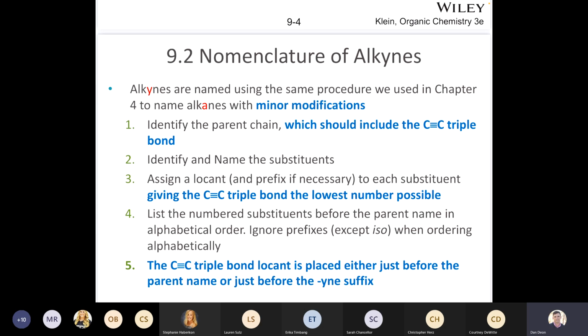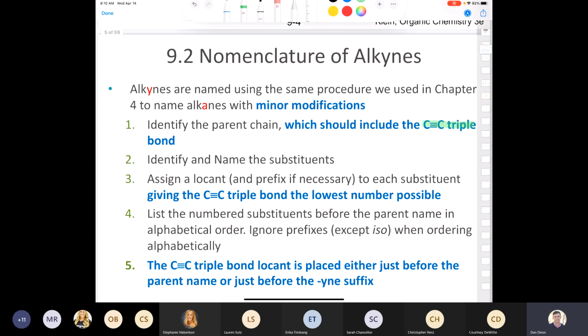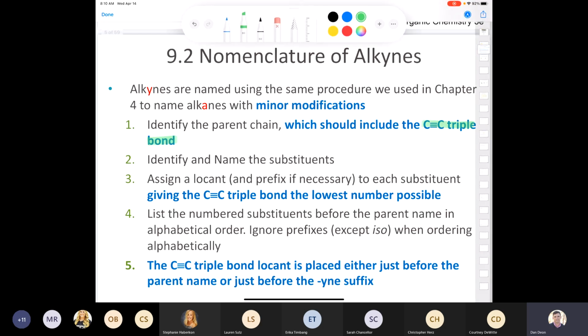Number one, we're going to find the parent chain. When we were naming an alkane, we simply found the longest carbon chain, and that was it. End of story. Well, when we're naming an alkyne, it's going to be similar to that, the rule that we saw with alkenes, that we find the longest chain. However, it has to possess that carbon-carbon triple bond. Okay, you got to have the triple bond in there.